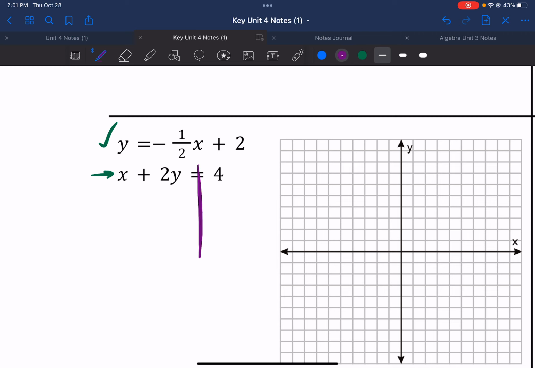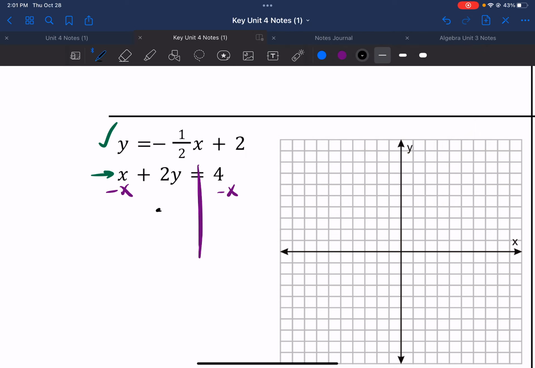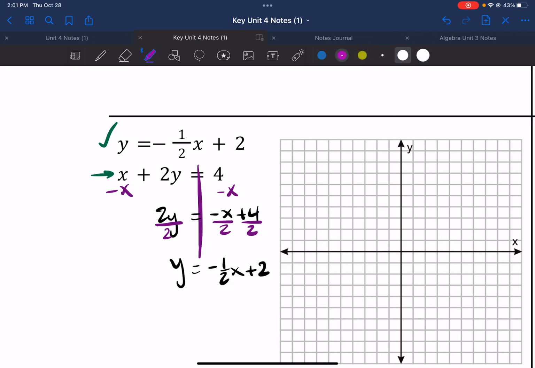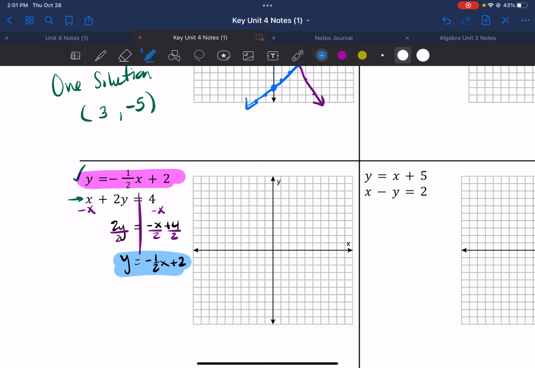I'm going to subtract x here, subtract x here. What do I have left? Bam. All right, so I have 2y equals -x plus 4. All right, what's next? I need to divide by 2 here, divide by 2 here, divide by 2 here. Y is equal to -1/2 x plus 2. All right, I'm done now. Here's one equation. All right, and here is my next equation. Now let's just go and try to figure out if it's one, infinitely many, or no solutions without even graphing it real quick.